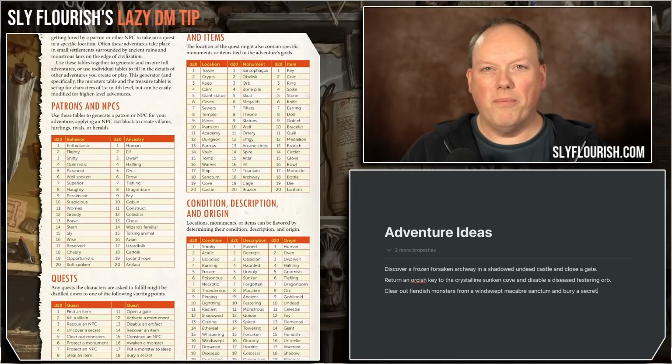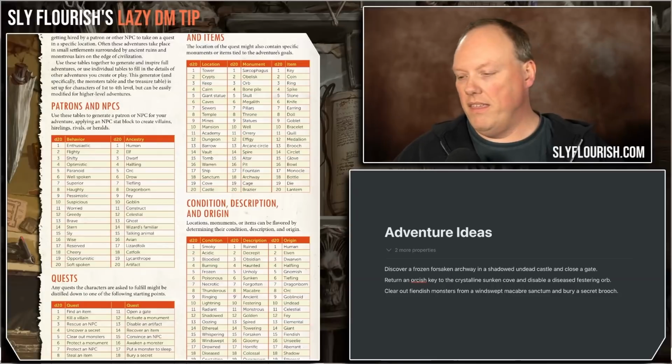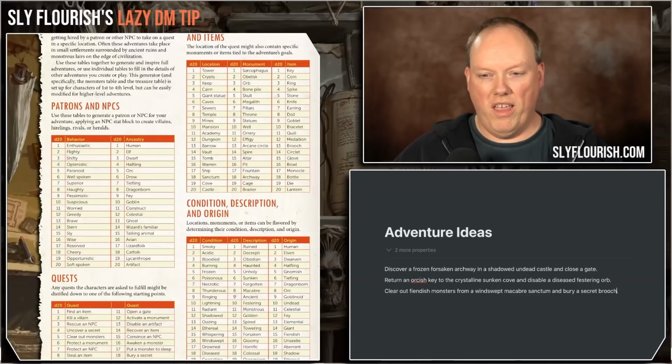And bury a secret. What? We have to bury a secret there. Perhaps that secret is an item that we have to bury. An item, cursed item that needs to be left in this windswept macabre sanctum. 13, a brooch. What's wrong with this brooch? What curse does it have? It is 4, burning brooch. A burning, unholy brooch. Maybe that's the only place where it can be left that will get rid of it. So we have to go down there, clear out the fiends, get down into this macabre sanctum, and bury the secret burning unholy brooch to solve this quest.